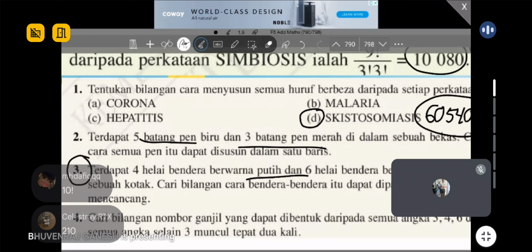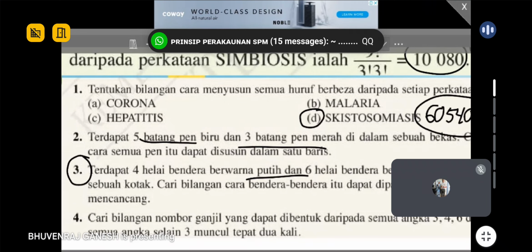Okay. So confirm lah. You all are Malaysian. Okay, not any other citizen.